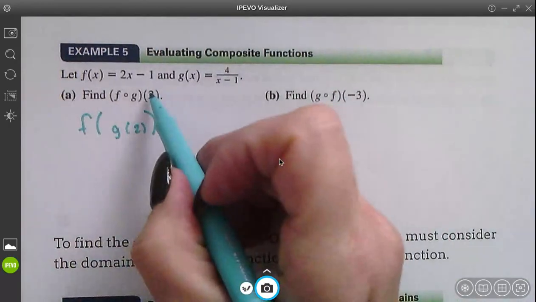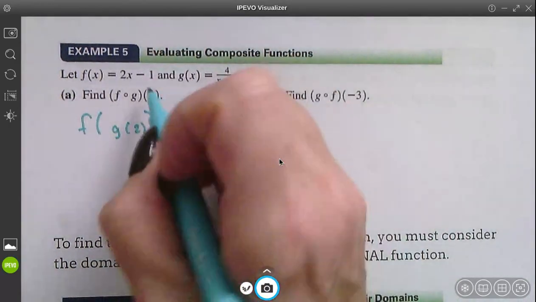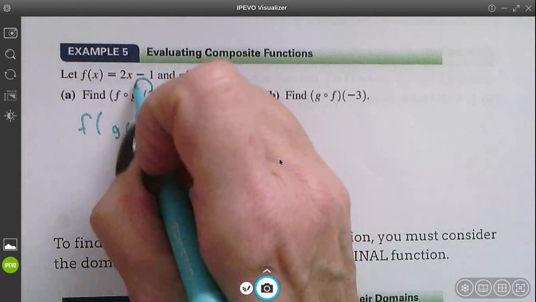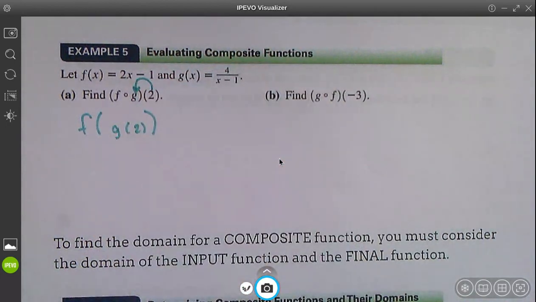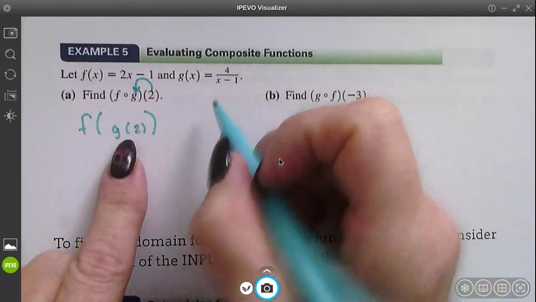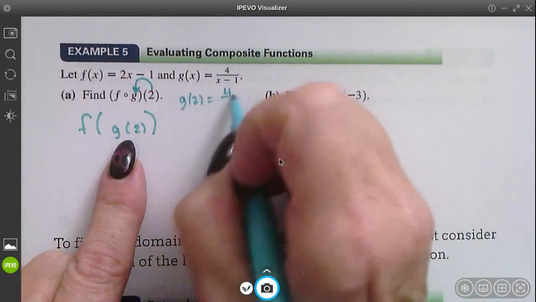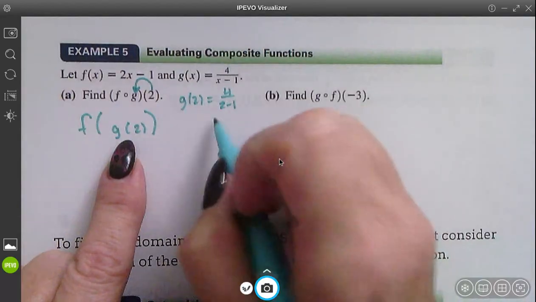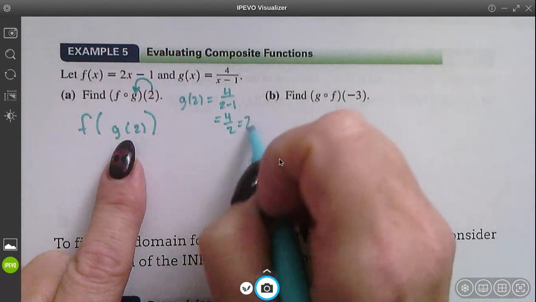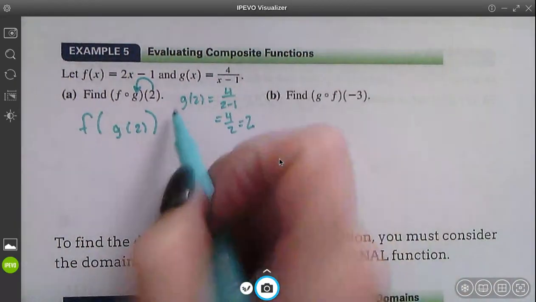So the 2 is going to go into the function g of x. So 2 goes into g. I have to figure out g of 2 first. g of 2 would be 4 over 2 minus 1, which is 2.